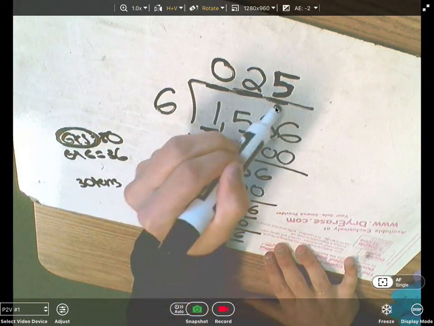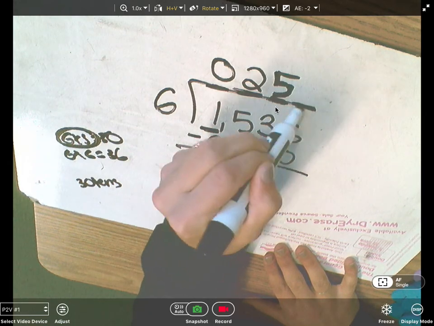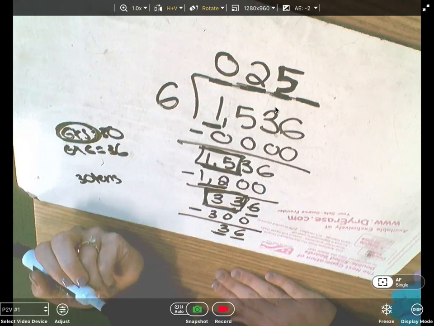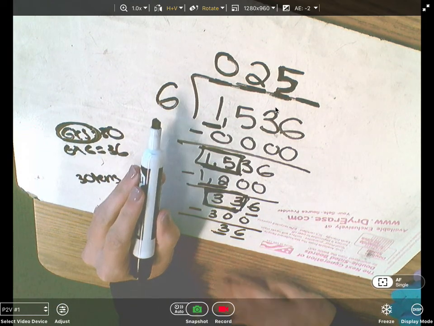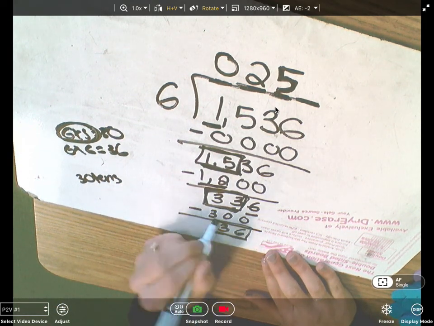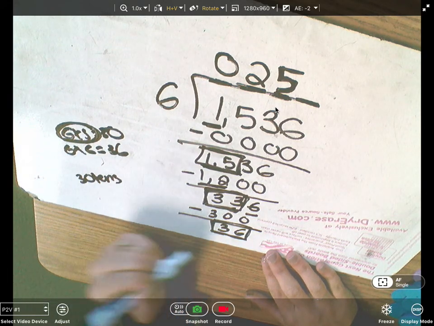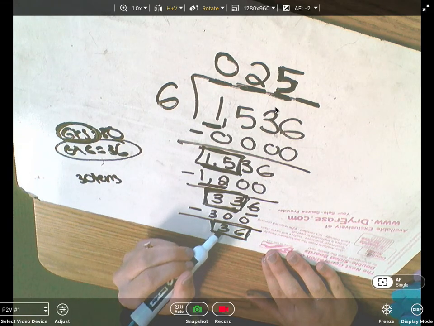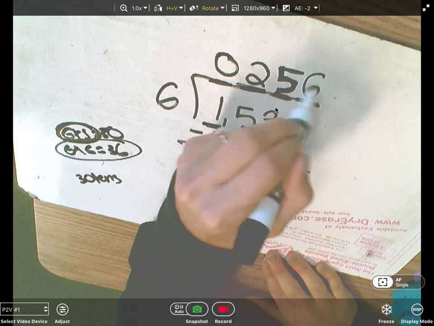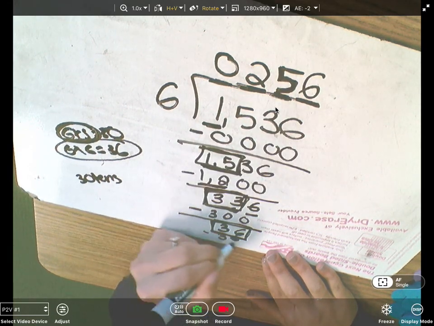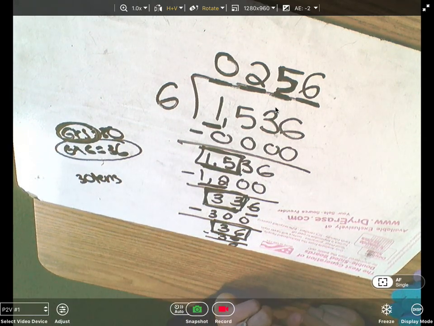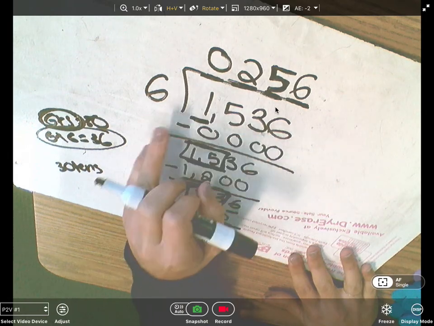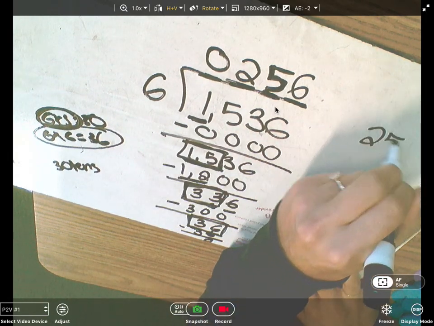But again, I already divided up my tens, and now I'm in my ones place. So I had 3 tens, but I couldn't split them up because I only have 6 people, and that's not enough. So I regrouped them, and now I have 36 ones left. Oh, I know that I just did this over here. I know that 6 times 6 is exactly 36. So that means I'm going to give all 6 people 6 ones, and I've given away a total of 36 things, and I have nothing left over. My final answer to 1,536 divided by 6 is 256.